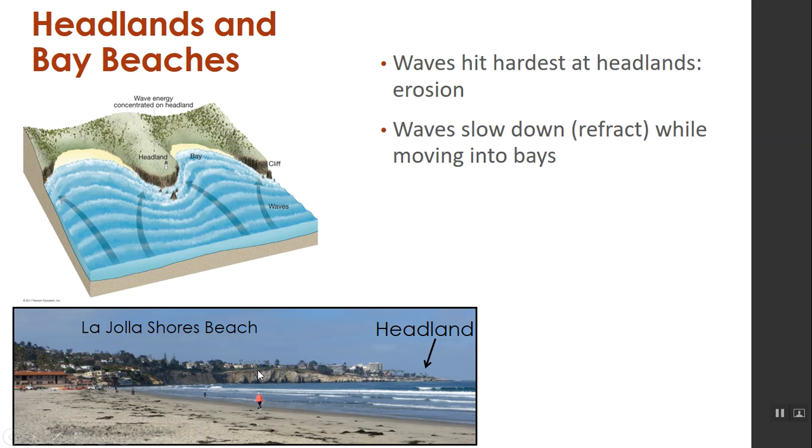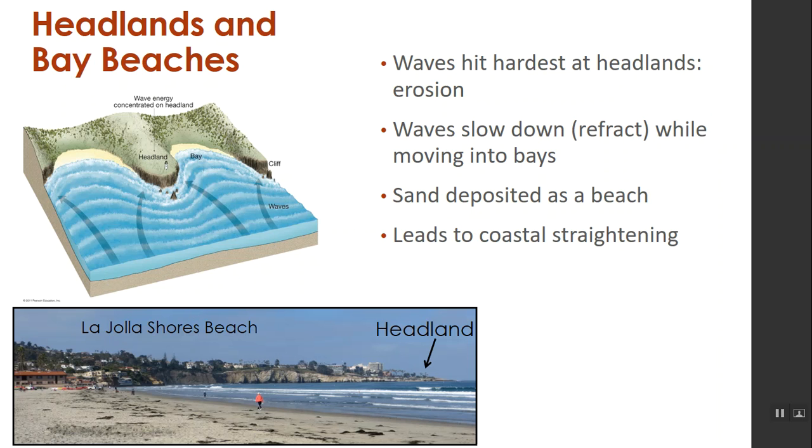Now we try to keep these things from eroding away, because we have structures on them and we don't want them to erode away. Beach erosion is a big problem in California because we've built stuff very, very close to the shore. As that wave has slowed down, it's going to deposit that sand as a beach.